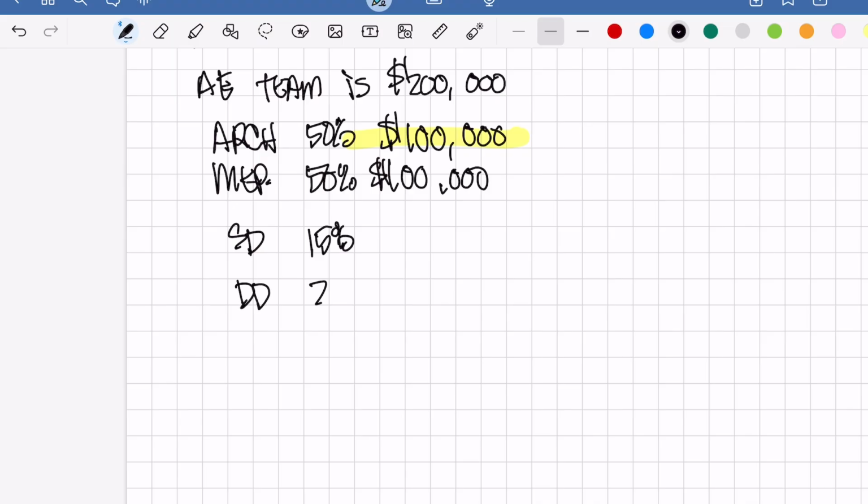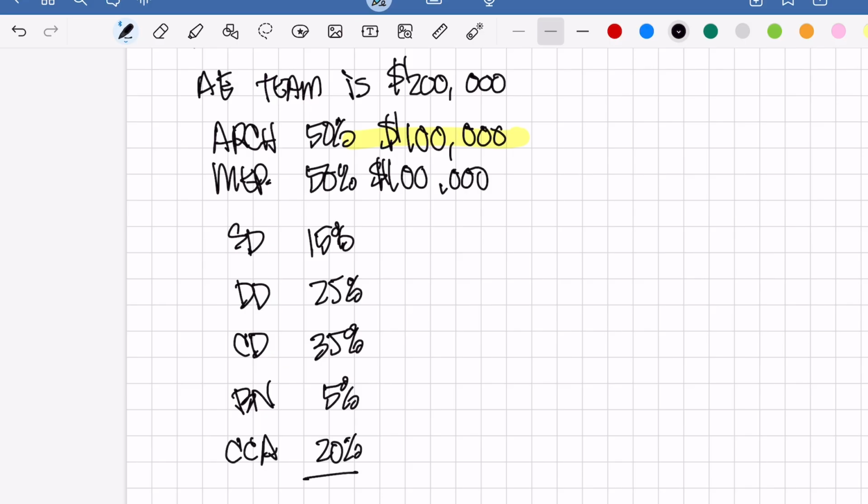Design development, 25%. Contract documents, referred to as CDs, is 35%. Bidding and negotiation is 5%. And CCA, construction contract administration, is 20%. And if the math works right, it's 100%.